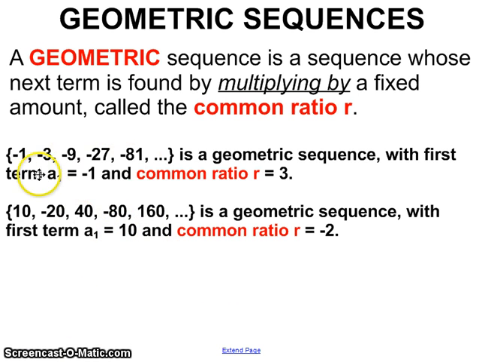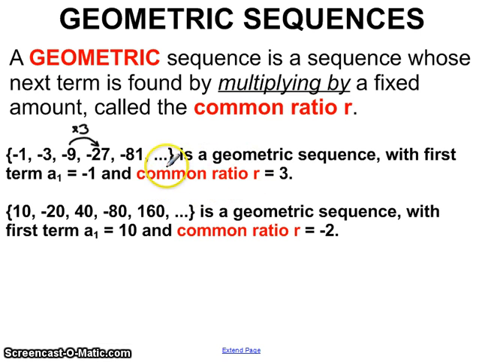Now if we were just given this sequence, how could we get a sub 1 and R? Well, a sub 1, again, that's pretty easy because that's always the first term here. But in order to get the value of R, we want to look at what we are multiplying by to get from one number to the next. So we could do this either way. We could start with, let's say, negative 9 and say, what do I have to multiply by to get negative 27? Well, of course, that's times 3.